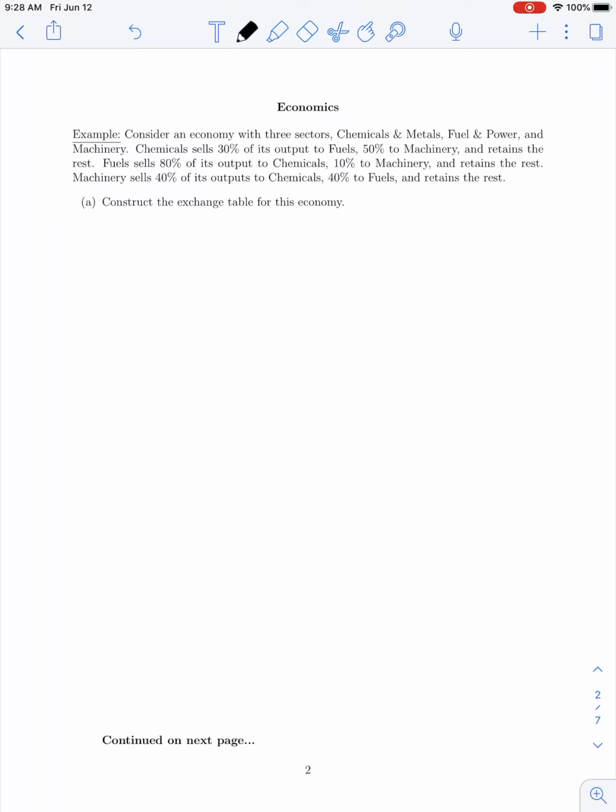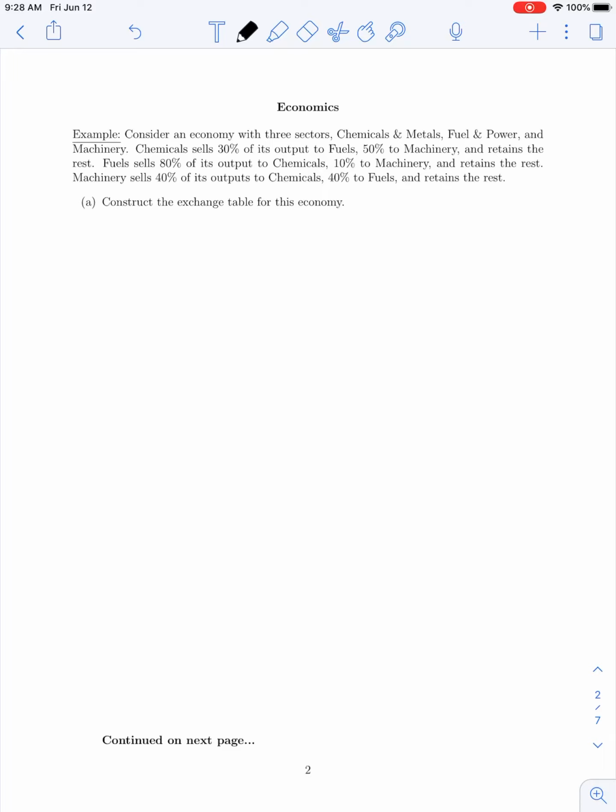Okay, in this lecture, we're going to keep moving through the section 1.6 material on applications of linear systems. And in this example, we're going to look at an application in economics. So as an example, let's consider the following.